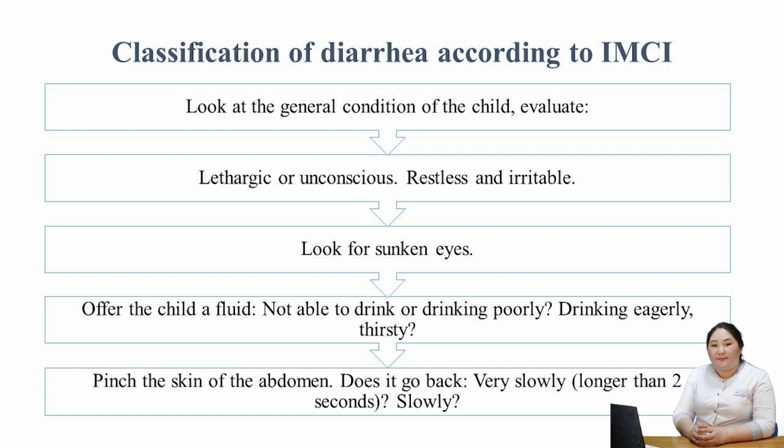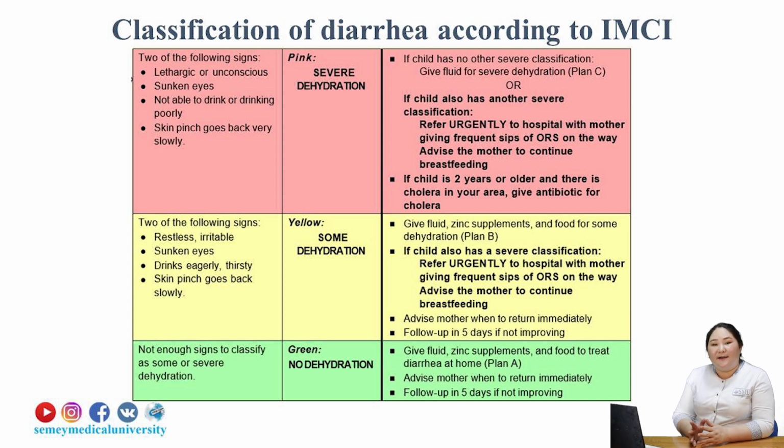Then we will summarize. By the findings of the following signs, we can classify conditions. If the patient doesn't have any general danger signs, just has only diarrhea, and there are no signs of dehydration, we will assess and classify it as diarrhea, no dehydration. This patient should be treated by plan A.